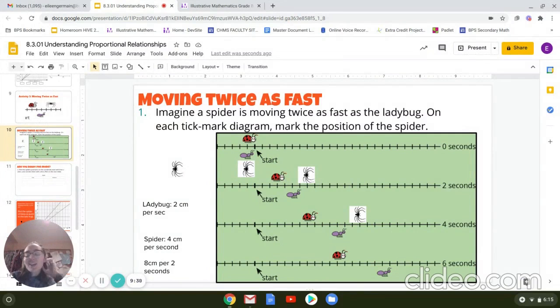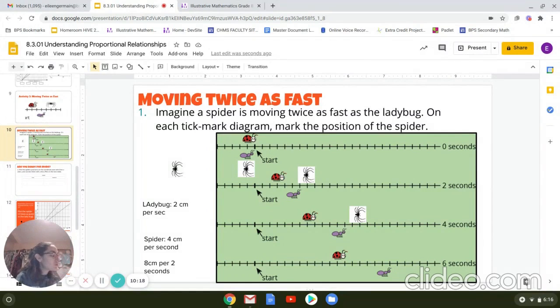Okay, welcome back, guys. So he's been moving for 6 seconds now. We know that 6 seconds is like saying 2 plus 2 plus 2, right? So 3 groups of 2. So if he moves 8 centimeters for every 2 seconds, I can say 8 plus 8 plus 8. So 8 plus 8 plus 8 is 24.